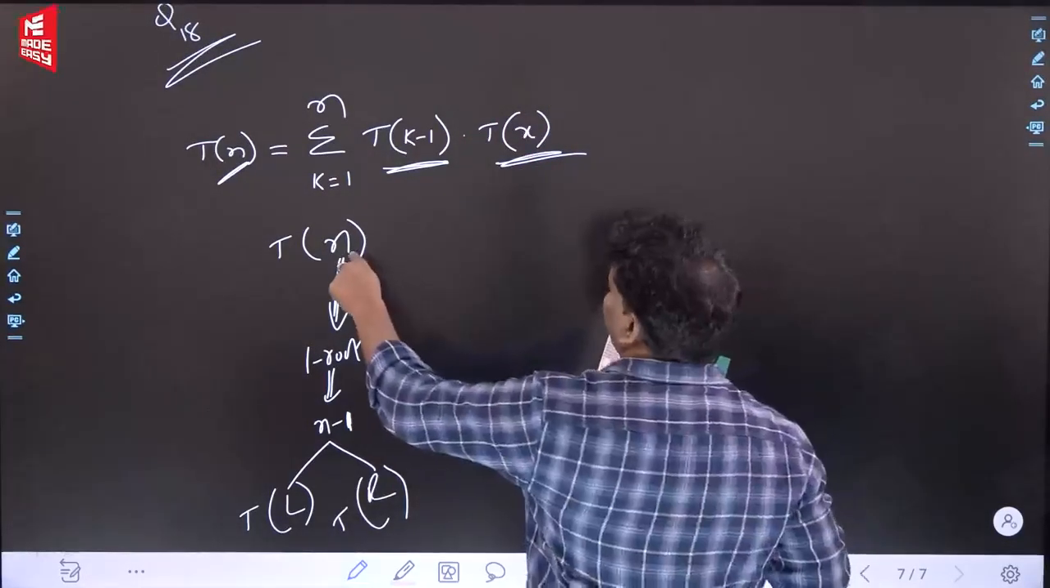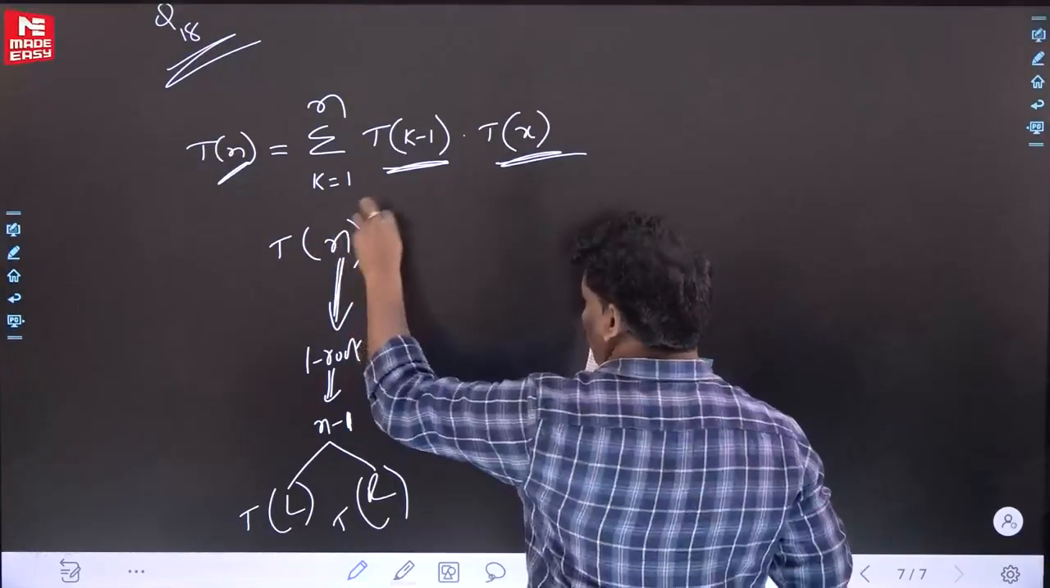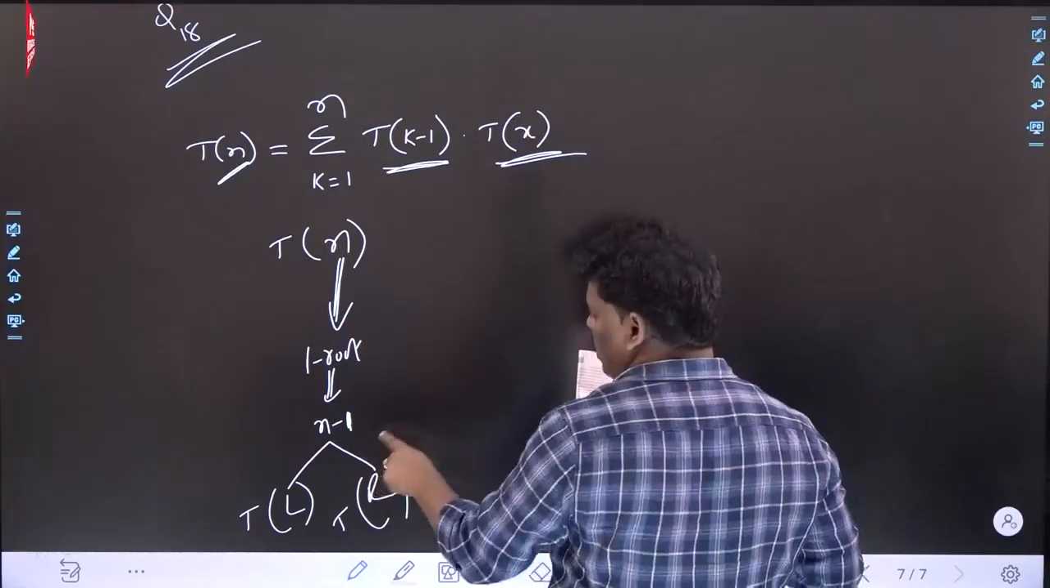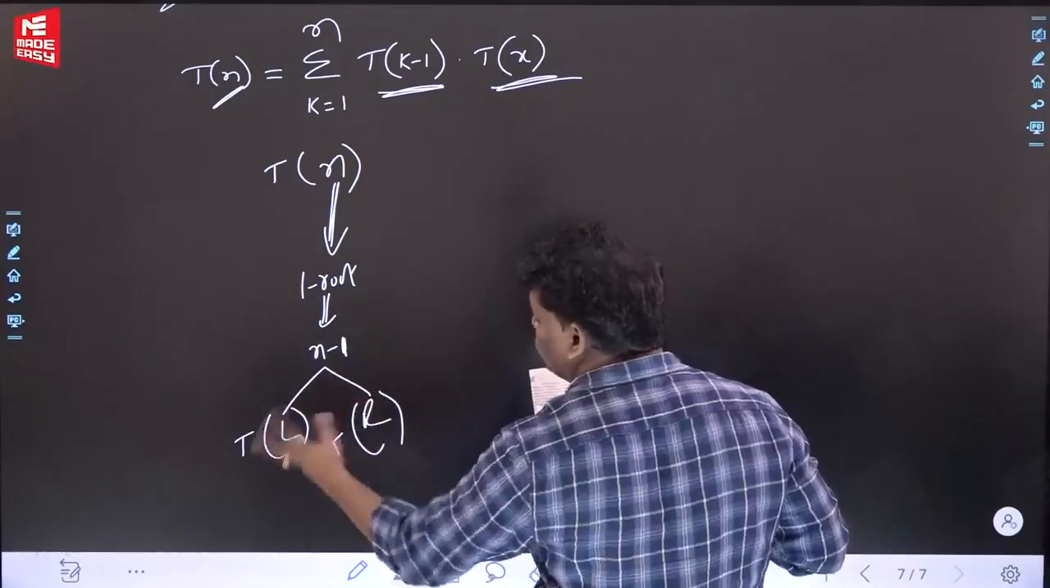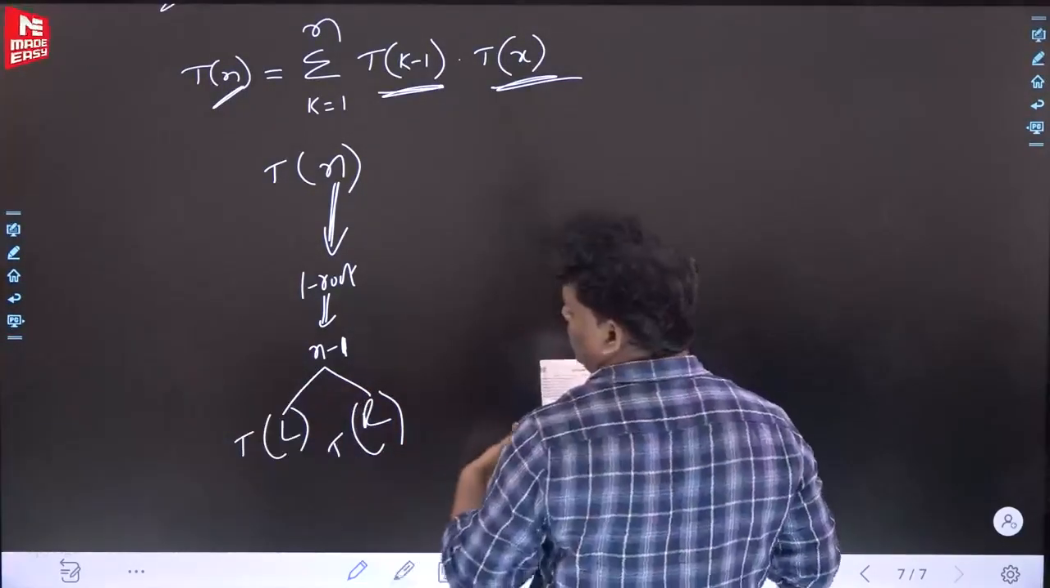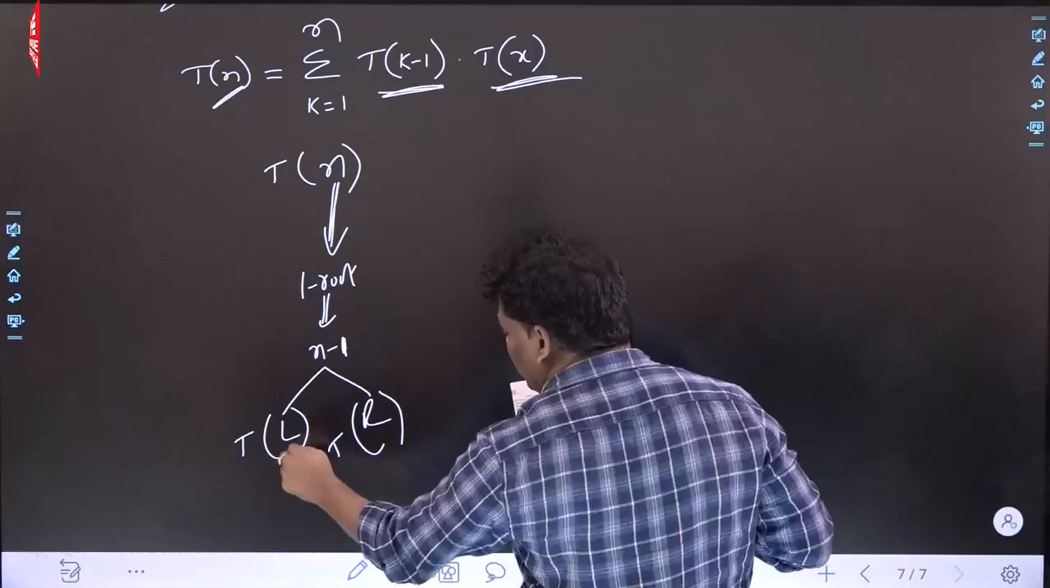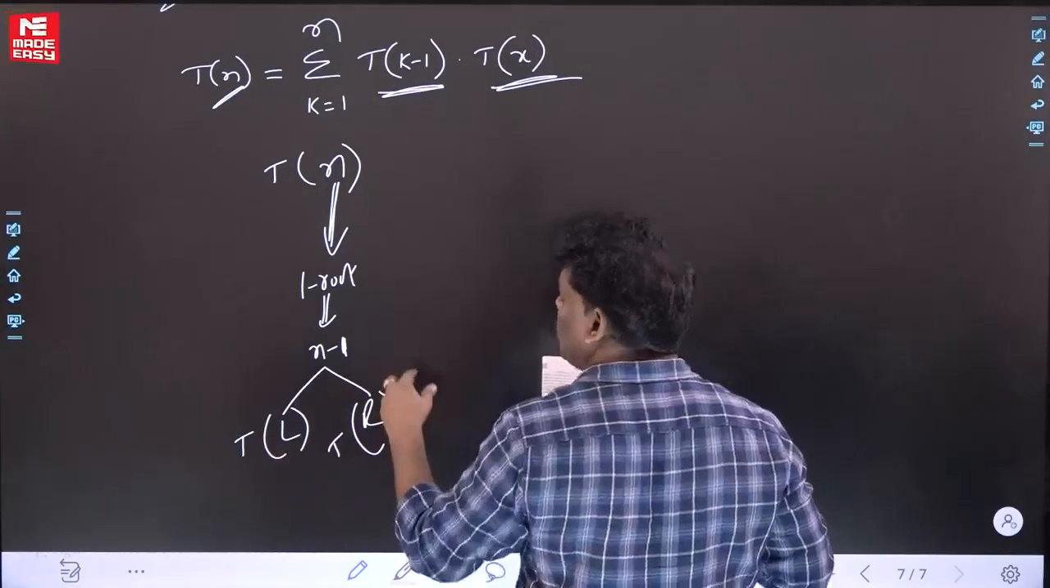With the n nodes, how many BSTs are possible? T of n is equal to, out of them, one is root, remaining n minus 1. Those n minus 1 are divided into two parts, few left, few right. And one more, left how many? All possibilities you have to cover. All possibilities means what?